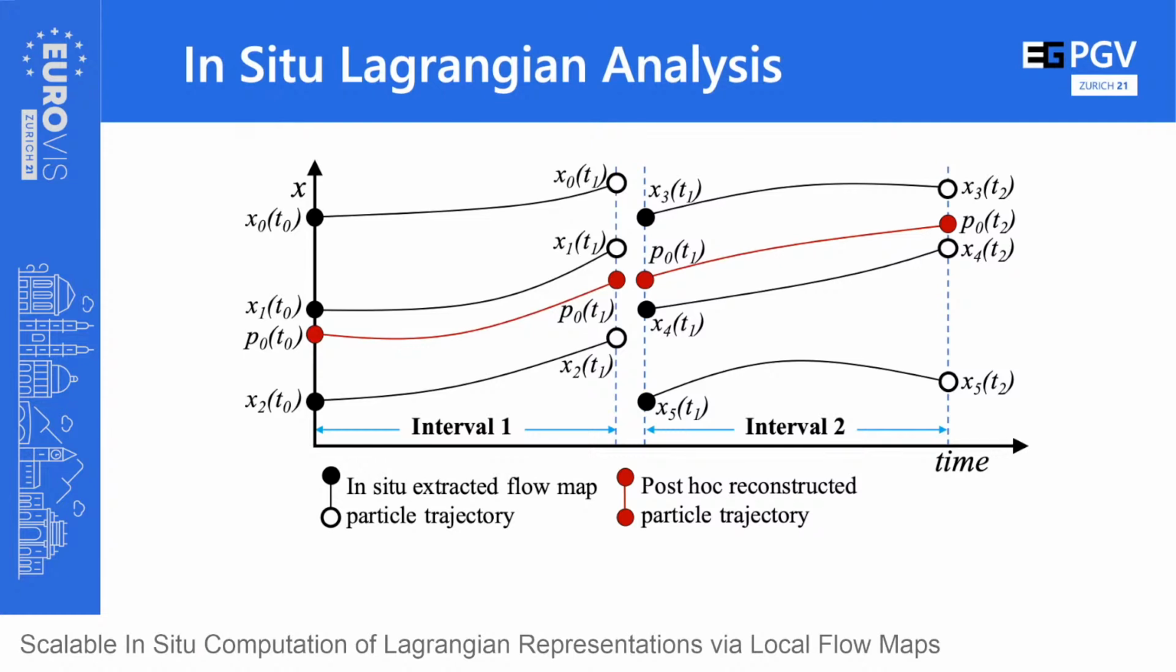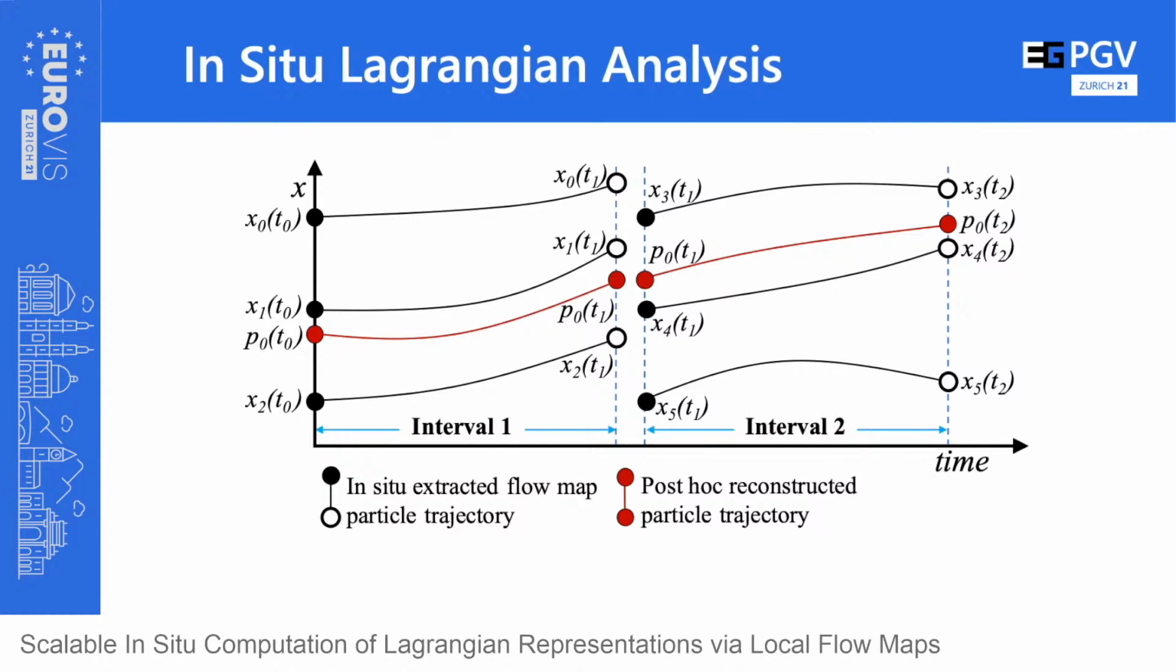The figure here gives an overview of the two phases of Lagrangian analysis, the in situ phase and the post-hoc phase. The legend at the bottom shows which particle trajectories belong to which phase. In the plot, there is a horizontal time axis going from left to right and a vertical spatial axis labeled x. In this example, the in situ phase uses uniform seed placement and extracts flow maps over temporally non-overlapping intervals. These intervals are labeled as interval 1 and interval 2 in the plot.